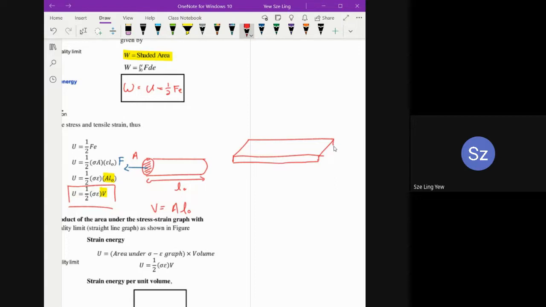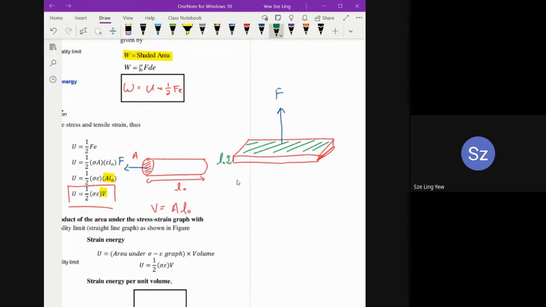So when it comes to this object, if you exert a force on the big surface, if you pull or stretch the object along this surface, then the cross-sectional area that you should use in calculation is this surface area, the large surface area. And where is the L naught then? L naught is now the height of the object.